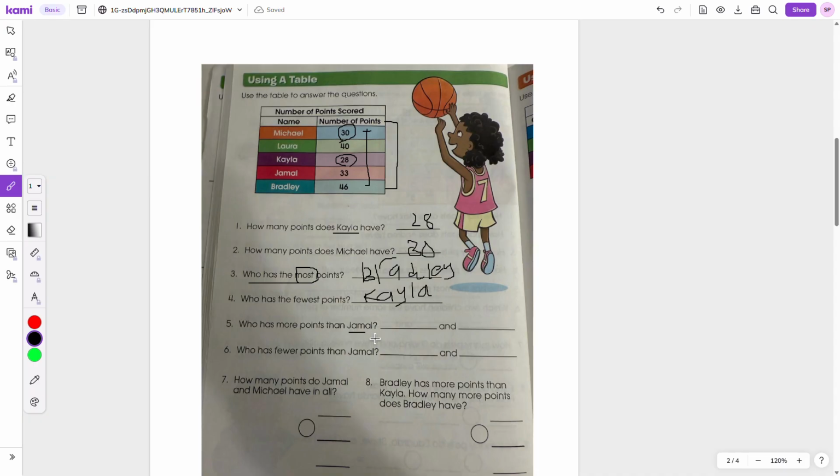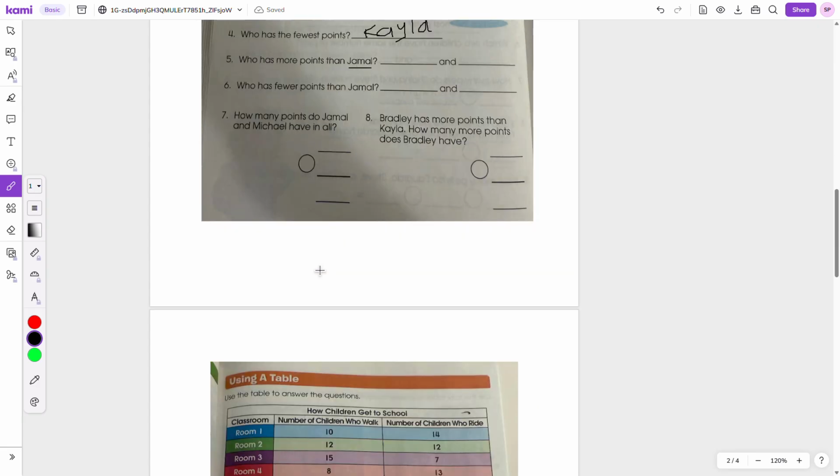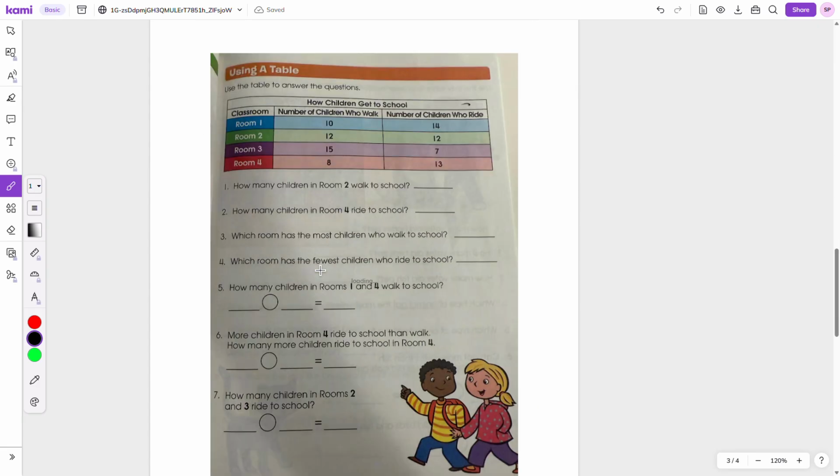Who has more points than Jamal? Jamal has 33, and we have to find numbers which are greater than 33. When we look at the numbers, 30 is less than 33, and 40 is greater, so one of them is Laura. 28 is less than 33, and 46 is greater than 33, so the other one will be Bradley. So write 2 of these names. You can use the same table to solve the bottom questions.